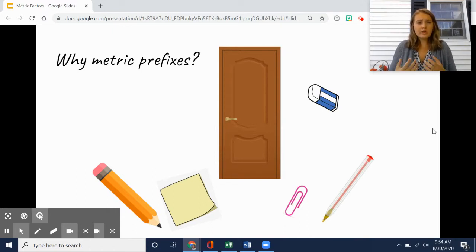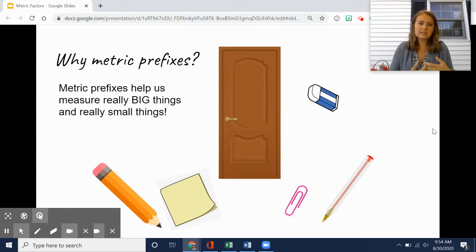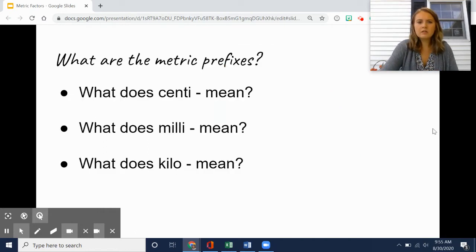So the big idea here are these metric prefixes are helpful when we're measuring really big things and really small things. It helps us match up a unit that is better described by whatever we're trying to measure. So let's refresh our brains, right? We learned about 3 metric prefixes. These are the ones that you'll need to know. And I want you to think, what does centi mean, what does milli mean, and what does kilo mean? So think about what those different prefixes mean in terms of numbers.